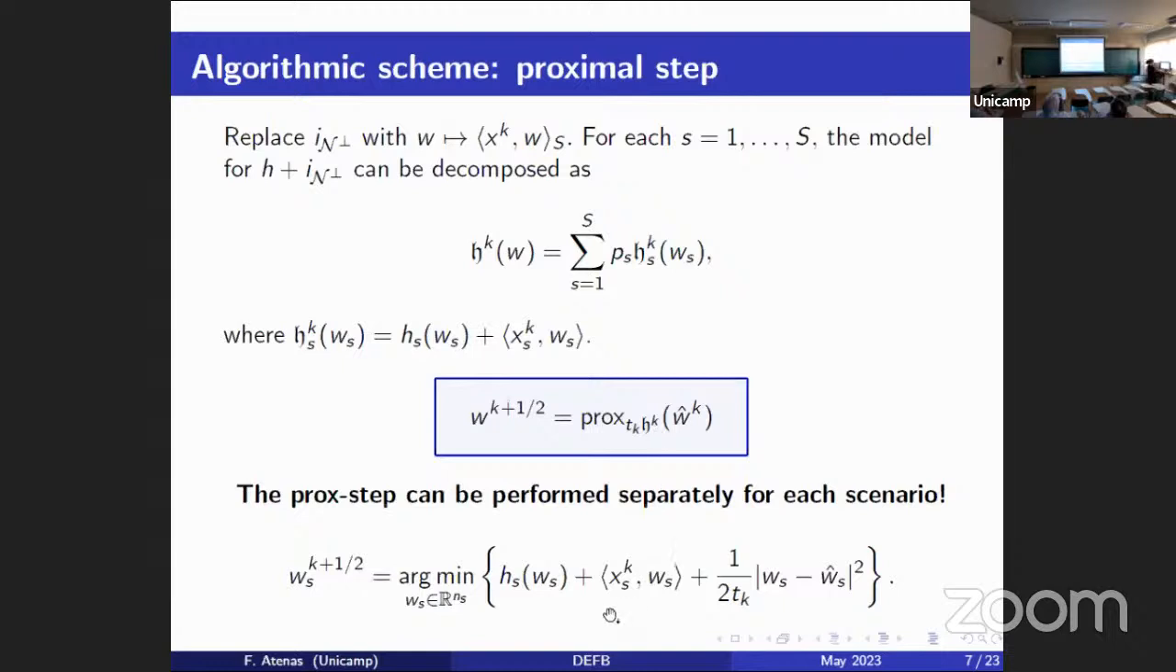So in each iteration, in the dual version of the algorithm, we are solving an approximation of the augmented Lagrangian problem. And this actually looks like the progressive hedging subproblem, just in both terms.